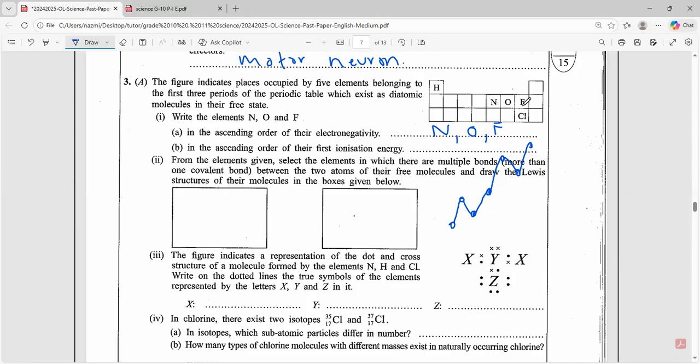So lithium, beryllium, boron, carbon, nitrogen, oxygen, fluorine. So this is how the pattern goes. Okay, can you see? From nitrogen, it is reducing to oxygen. After that, it is increasing to fluorine. So who's highest? Fluorine. Lowest? Oxygen. So oxygen lowest, next nitrogen, next fluorine.